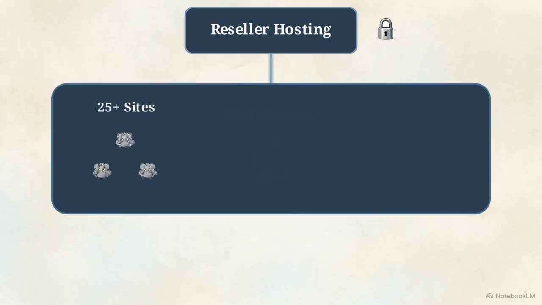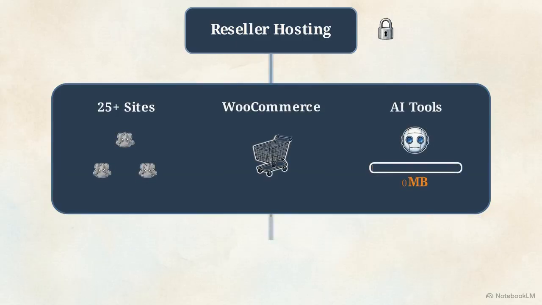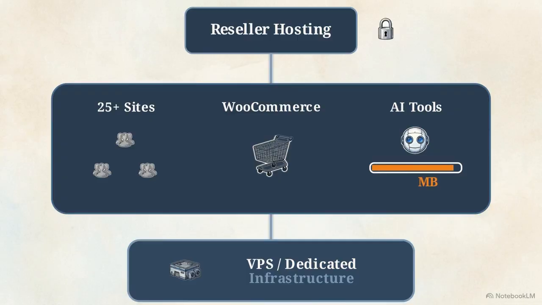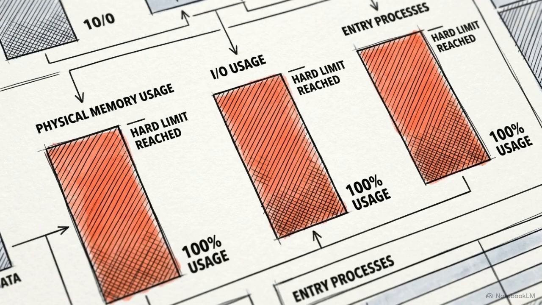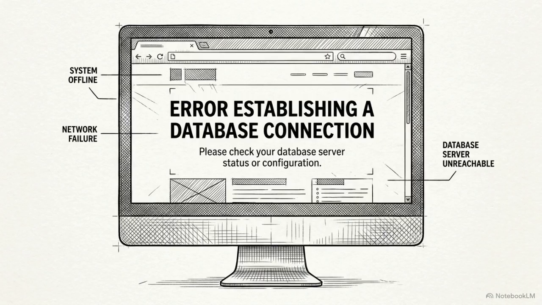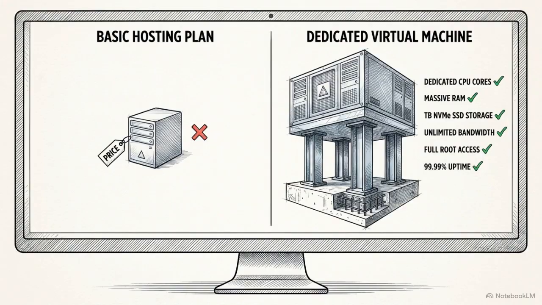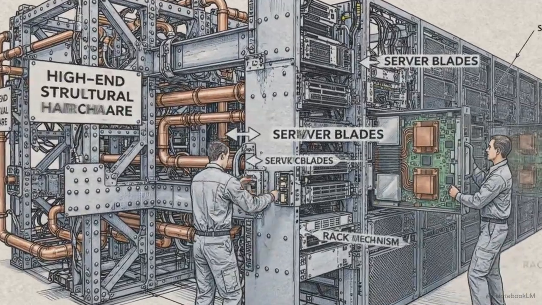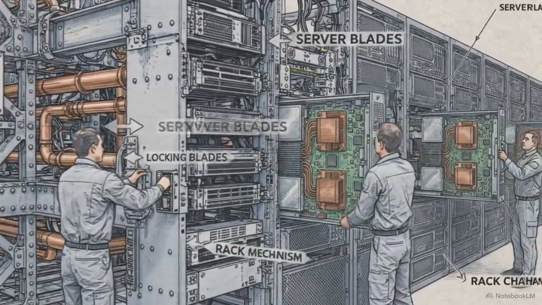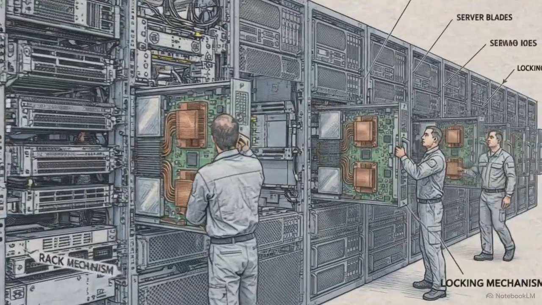The third pathway handles 25 or more sites, active WooCommerce stores, or new AI tools that demand 512 megabytes of memory per process. At this scale, even the best reseller hosting hits a ceiling. Shared hardware simply cannot support sustained high-concurrency database requests from multiple heavy clients at once. The move here is to VPS infrastructure. You trade the extreme cost efficiency of a shared server to get guaranteed dedicated processing power and memory for your clients. This transition provides the ultimate foundation, securing your capacity to scale up operations without hitting unpredictable performance bottlenecks.